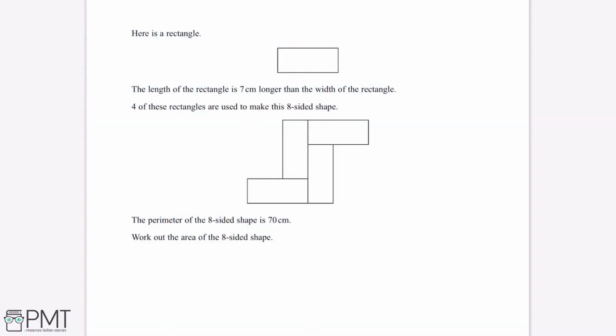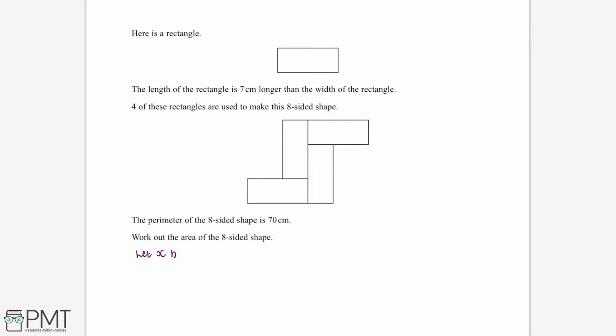Here is a rectangle. The length of the rectangle is 7 centimetres longer than the width of the rectangle. 4 of these rectangles are used to make this 8-sided shape. The perimeter of the 8-sided shape is 70 centimetres. Work out the area of the 8-sided shape.